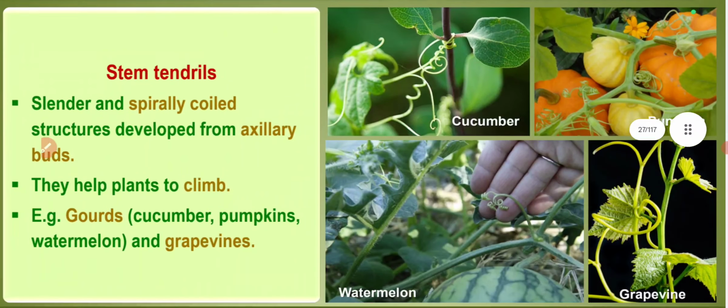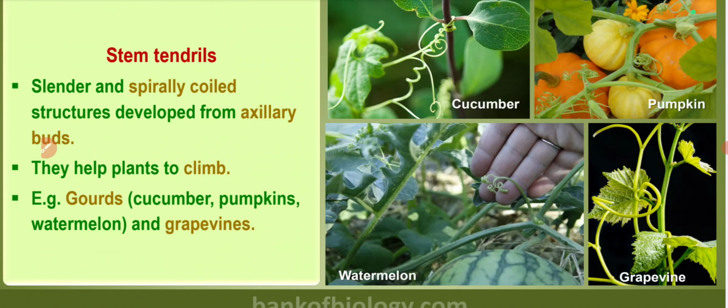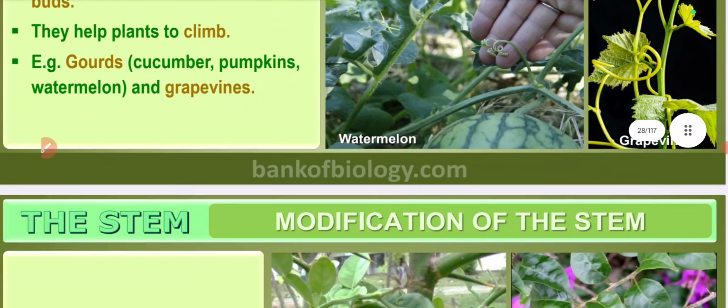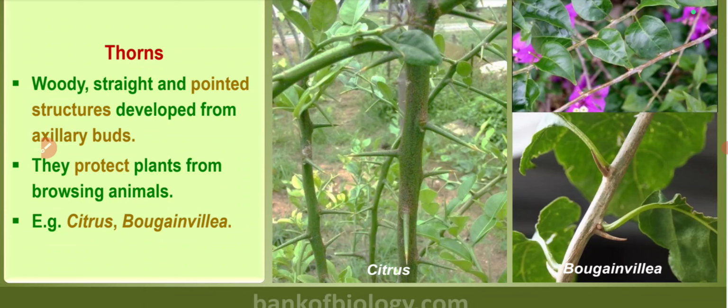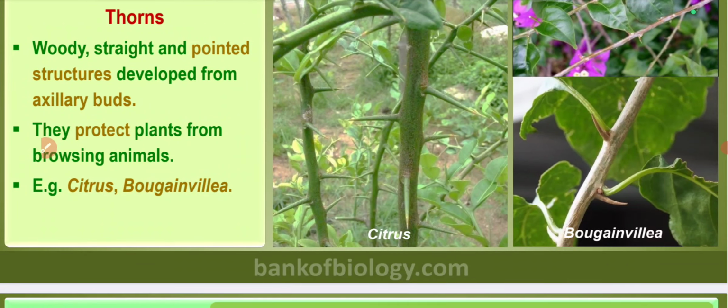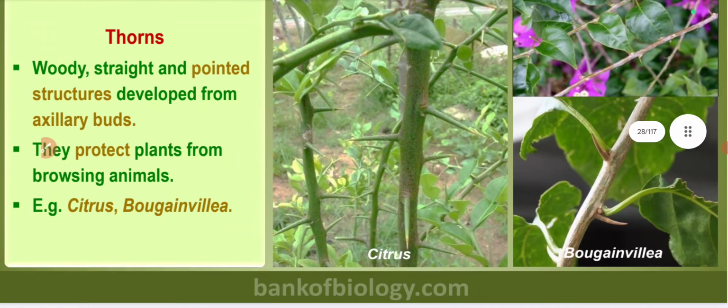Next, stem tendril: a slender and spirally coiled structure developed from an axillary bud. They help plants to climb. Examples are gourds, that is cucumber, pumpkins, watermelons, and grapevines. These are called stem tendrils. Next is thorn. Thorn is a woody, straight and pointed structure developed from an axillary bud. They protect the plant from browsing animals. Examples are citrus and bougainvillea. As you can see, thorns are woody, straight and pointed structures, and they develop from axillary buds.